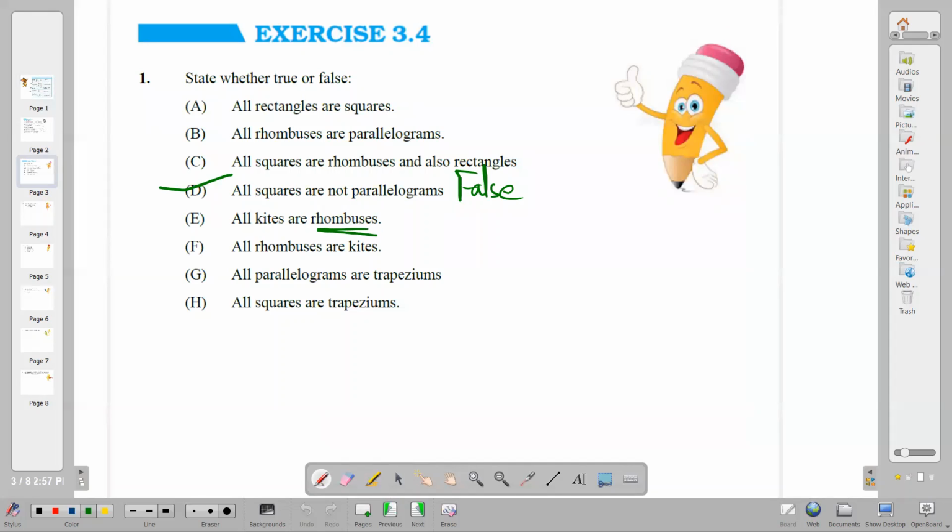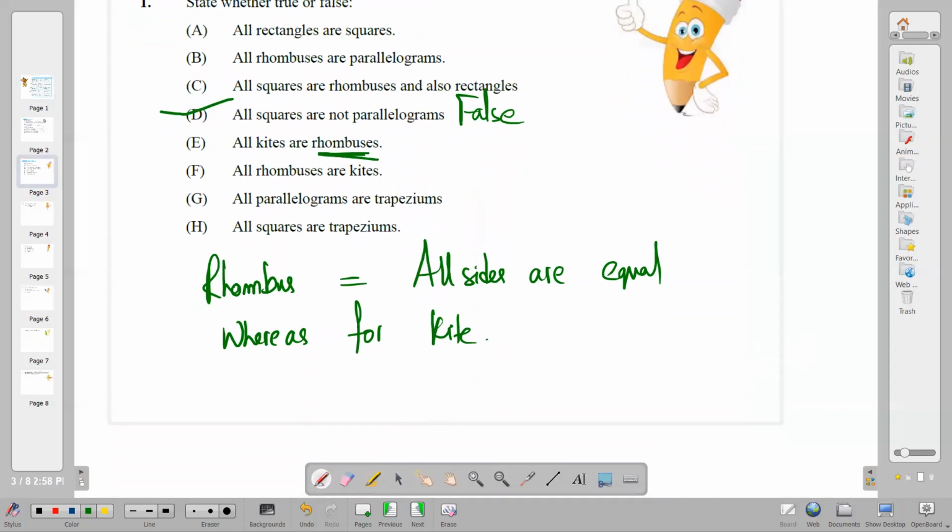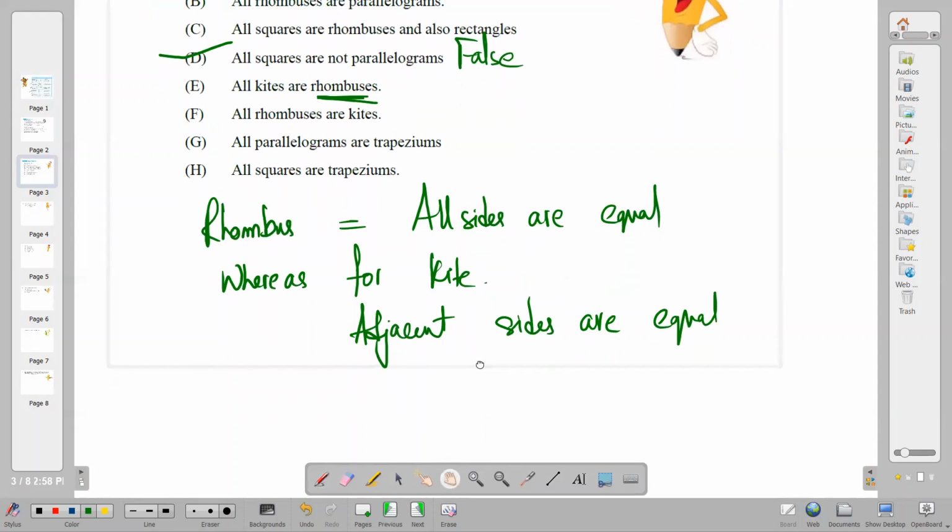All kites are rhombuses. Rhombus में all sides are equal, whereas for kite, adjacent sides are only equal. Okay. Now, therefore, all kites are not rhombuses, but all rhombuses can be a kite.